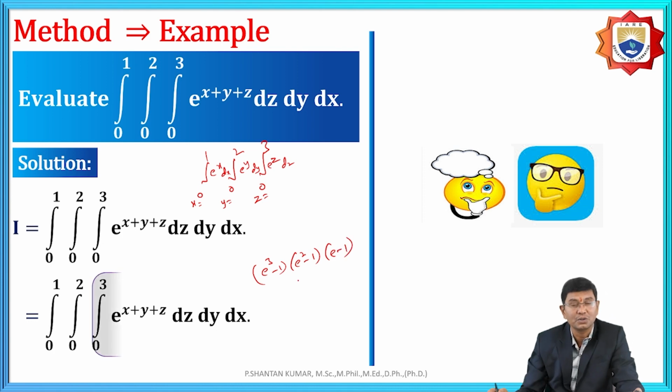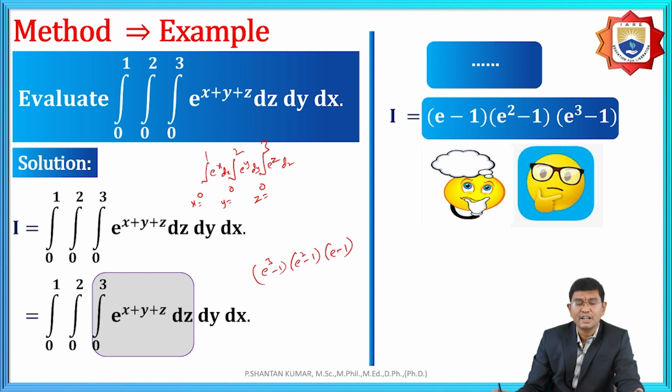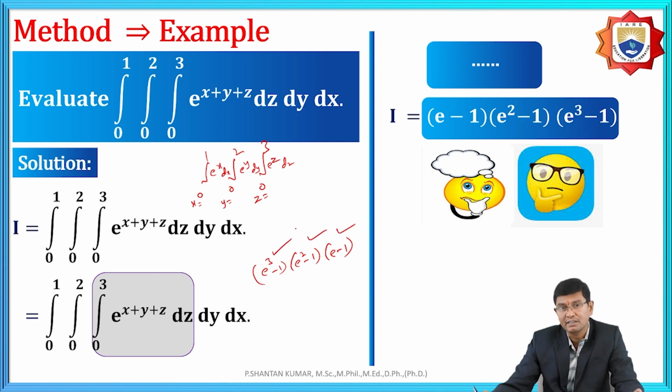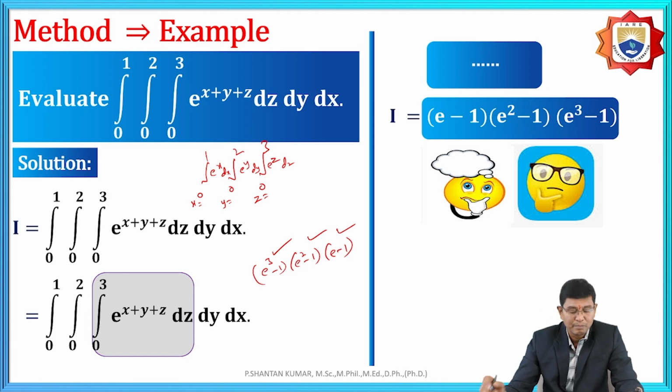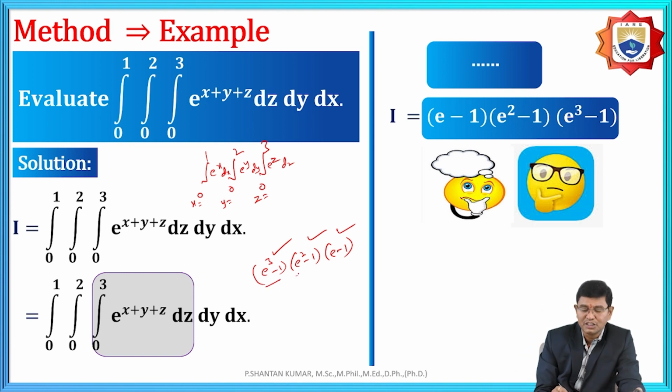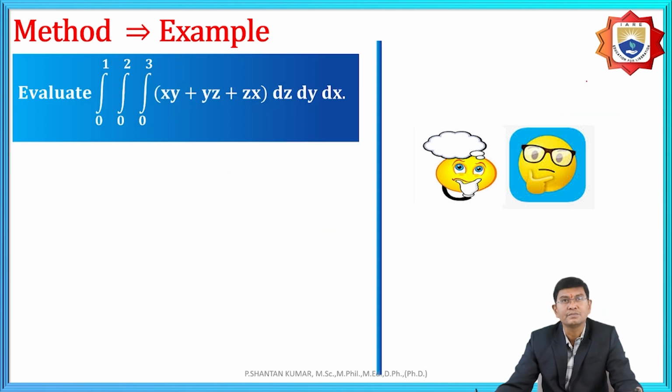This is the final solution, maybe. Yeah, exactly. It is e minus 1, e square minus 1, and e cube minus 1. It is the final solution, because as we know, the integration of e power x, with the upper limit e power 2 minus e power 0. That e power 0 is nothing but 1. Based upon the simple logic, the solution is e minus 1, e square minus 1, e cube minus 1, which is the final required solution.